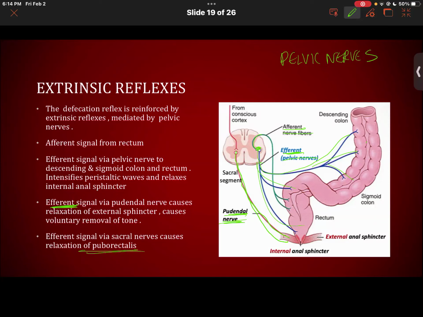Obviously, the external one is under voluntary control, which is the one controlled by the pudendal nerve, and the sacral nerves control the puborectalis. And the pudendal nerve controls the external anal sphincter.